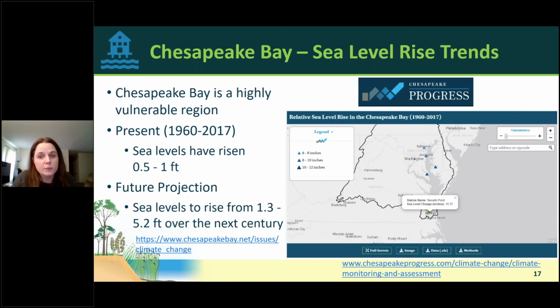Here, I'm going to do a demo of Chesapeake Progress a little bit later on. We do track some different stations for sea level rise. These are tide gauge stations. As I mentioned, these are those sentinel sites that have consistent data monitored through time that we can use to assess the climate change trends.